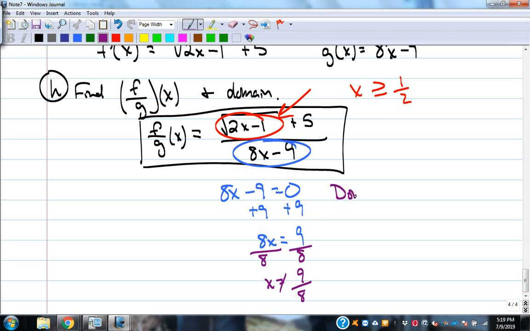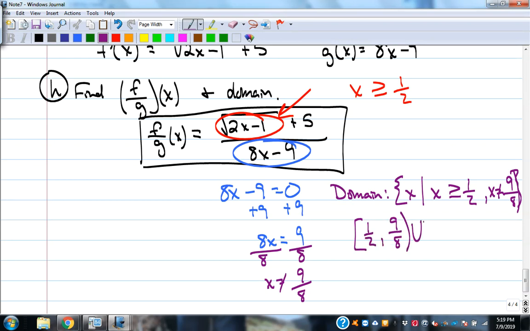So our domain in set notation would be x is greater than or equal to 1/2, and then x does not equal 9 over 8. I'm going to write 9 over 8 on that edge there. All right? So there's the set notation. The interval notation: bracket 1/2 to 9 over 8, parenthesis, union, parenthesis, 9 over 8 to infinity. Not too bad on the interval out of that.